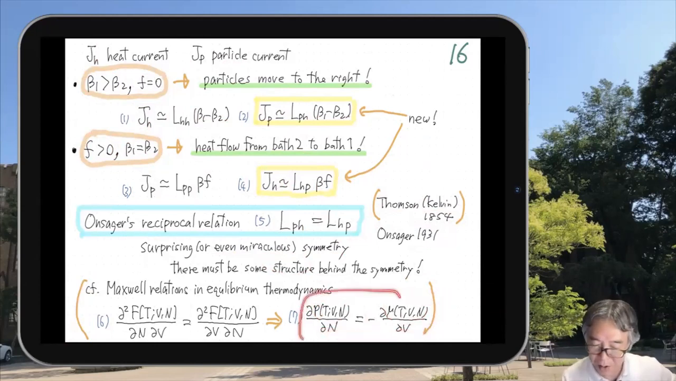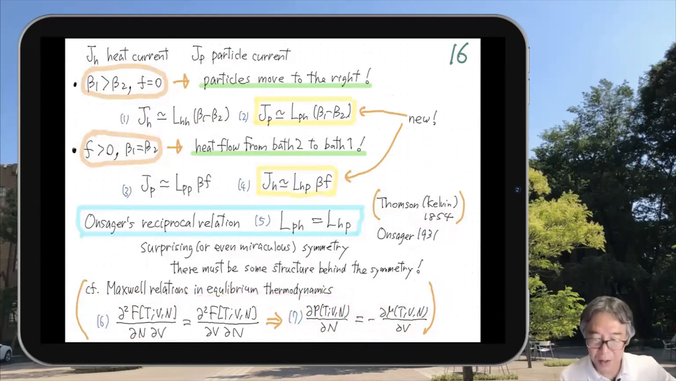But behind this, we have equilibrium thermodynamics. And actually, this comes from a very simple mathematical identity. You consider the second derivative of the Helmholtz free energy, and these two are the same, and this simply gives you this. So in this case, this is a miraculous symmetry, and behind the symmetry was equilibrium thermodynamics.